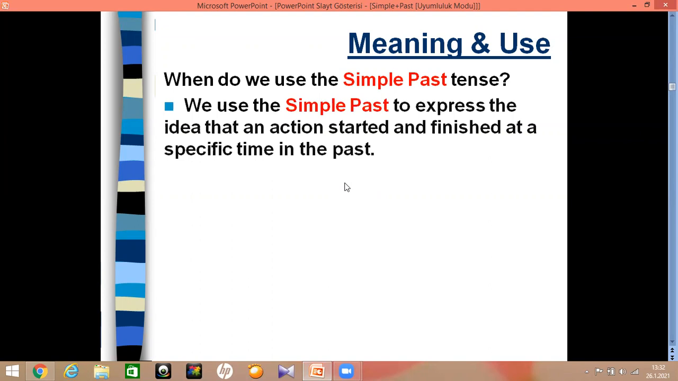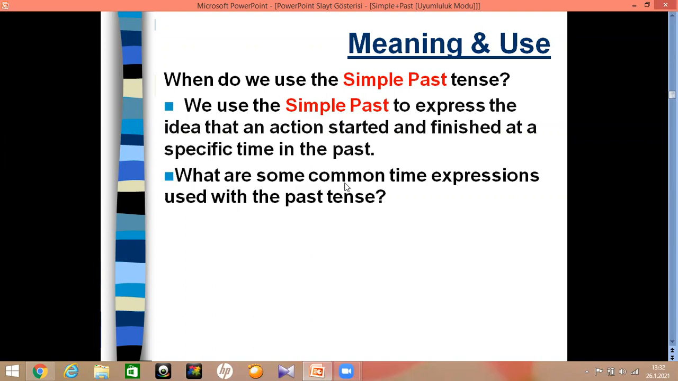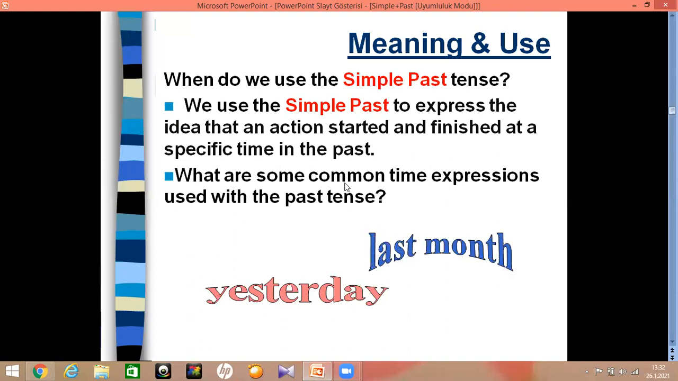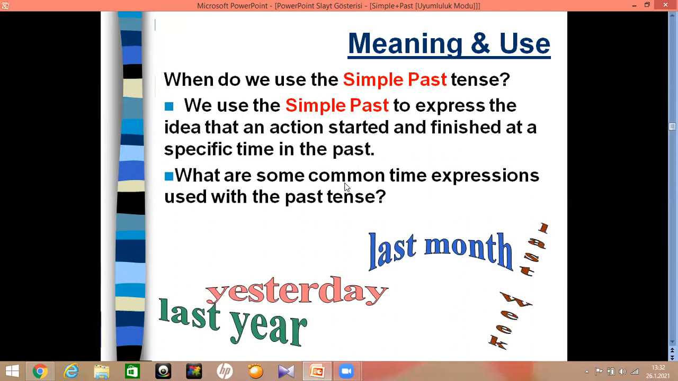We use simple past tense to express the idea that an action started and finished at a specific time in the past. What are some common time expressions used with this past tense? Yesterday, last month, last year, last week, ago, in 1980.